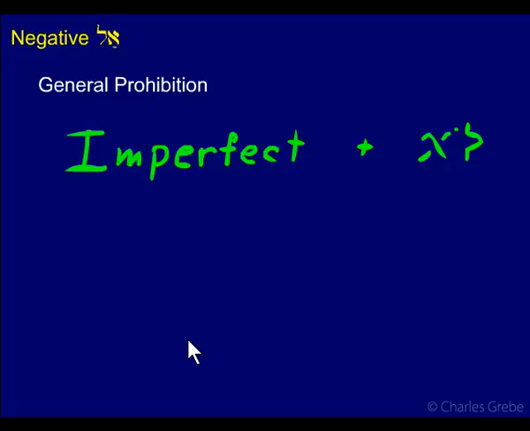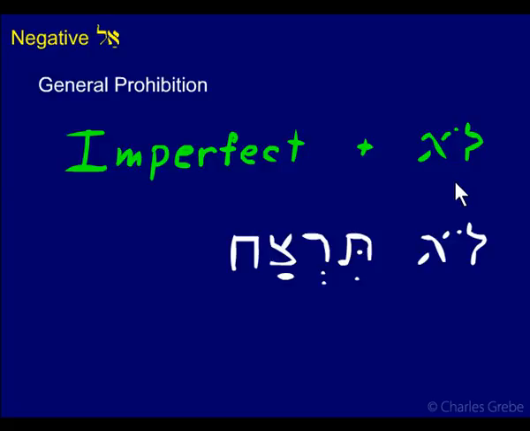So the general prohibition is expressed with the imperfect plus lo. Remember I said that the imperfect cannot go with al. If you see al and you see what looks like an imperfect form, you know you have a jussive. Well, you can use the imperfect to express general prohibition, but of course it will take lo. And an example of that is in fact in the Ten Commandments, and this is the classic example: thou shalt not murder. Exodus 20 verse 13. Lo tirtzach. So this here is a second person imperfect form with lo in front of it.